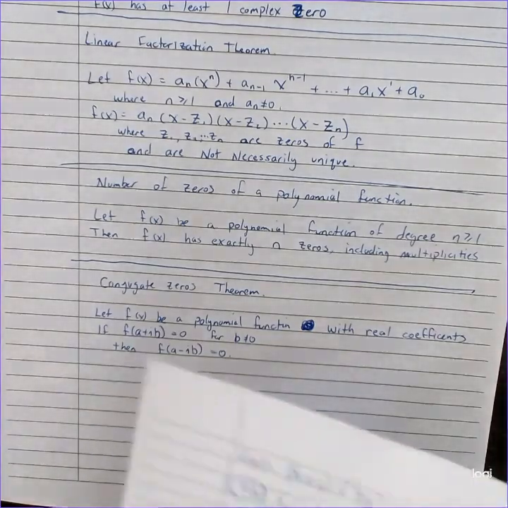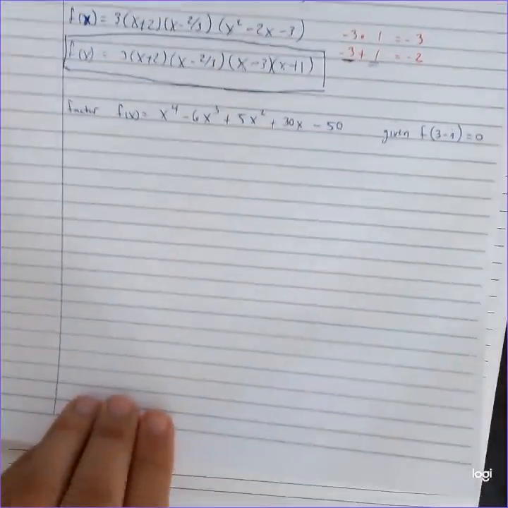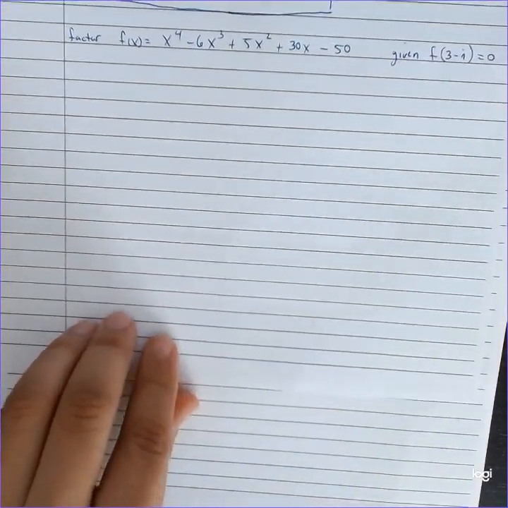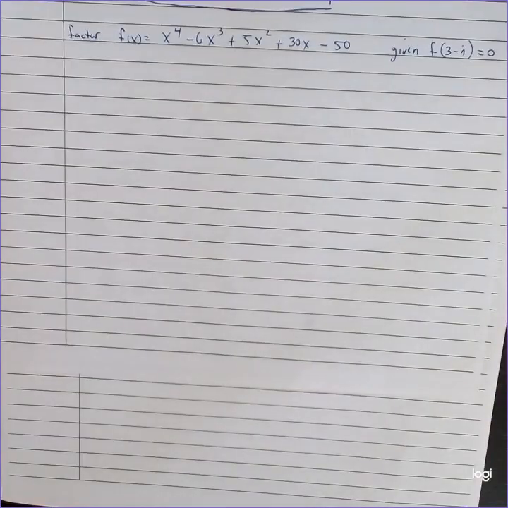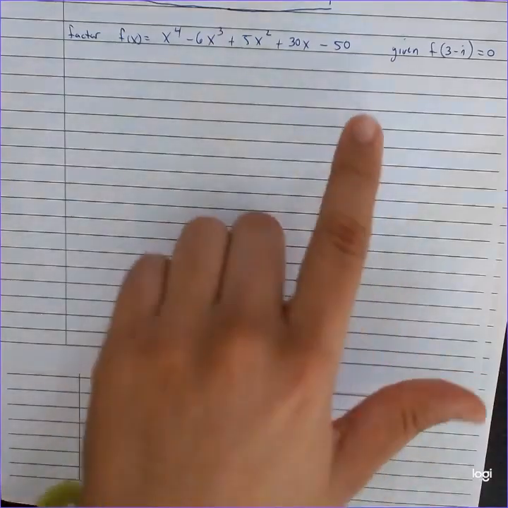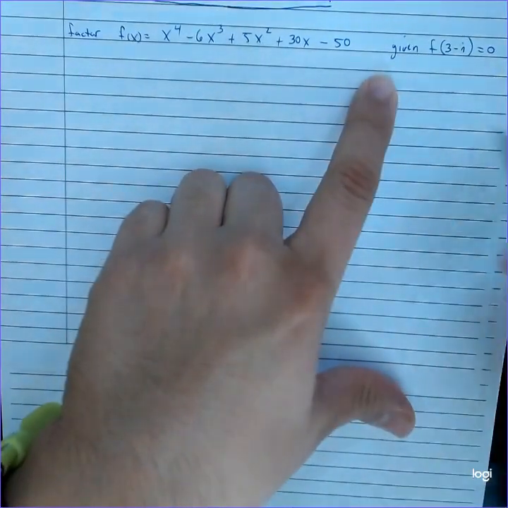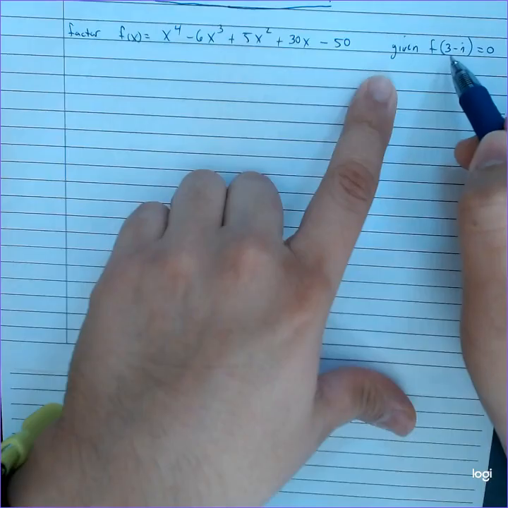So let's take a look at an example of a problem like that. So let's try this here. Our question is to factor the function f of x equals x to the fourth minus 6x to the third plus 5x squared plus 30x minus 50. And here we're given a 0, but unlike in previous examples, here our given 0 is a complex number. All right? So just like with the real zeros, they give us a factor.